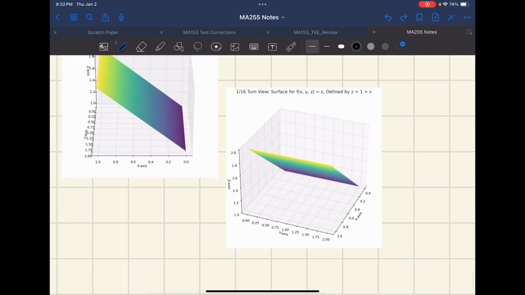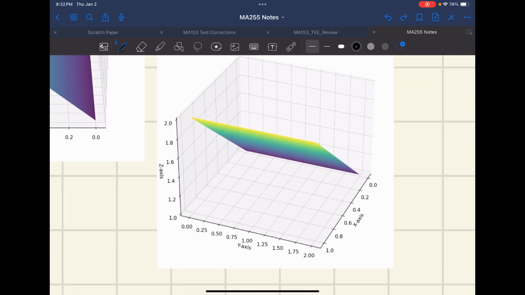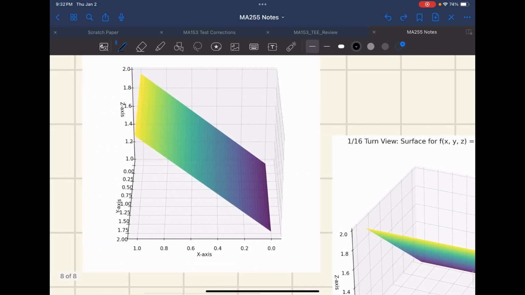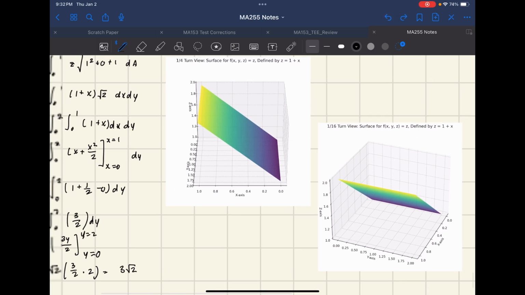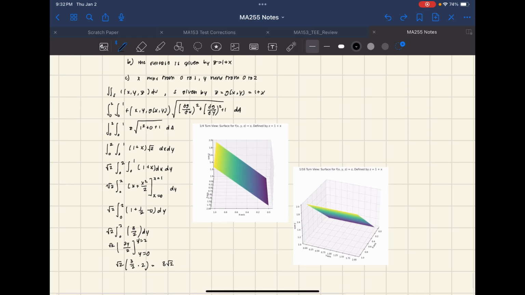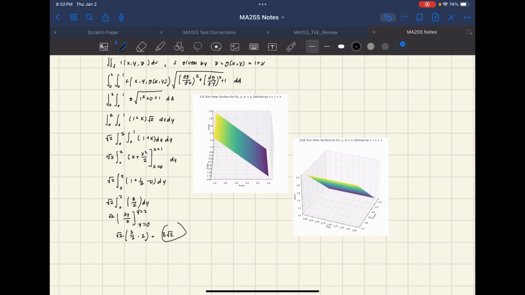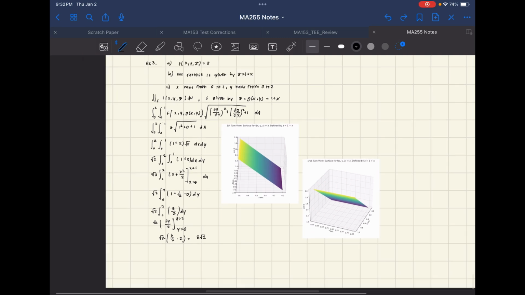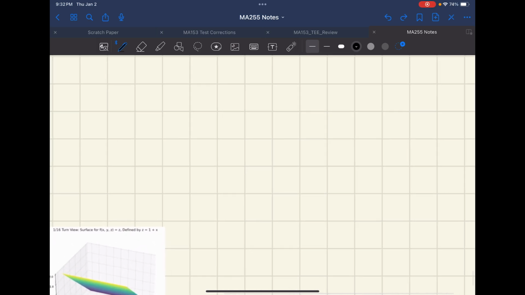We can also see the interval that they're evaluated on. You can see y from 0 to 2 here, and then x from 0 to 1. And so the integral sums up the values of f(x, y, z) equal to 1 plus x across this surface, which is scaled by dS. And the final value, 3 rad 2, represents the accumulated z values over the entire surface. So that's that, and let's do one last example.